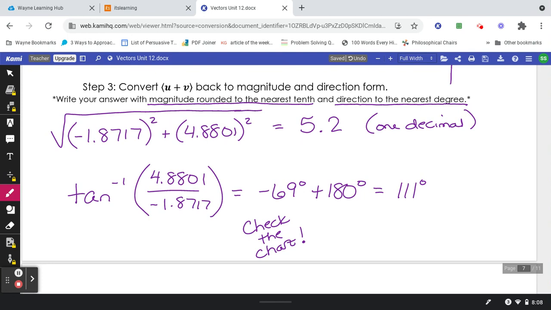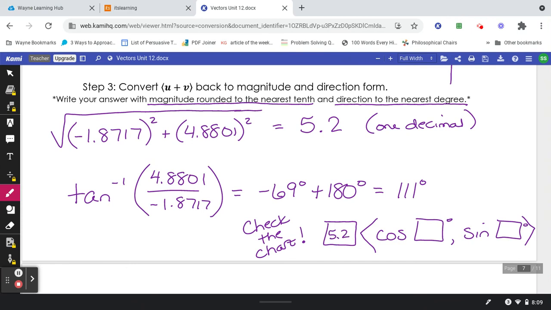Now, Delta Math kind of has some spaces provided for you to fill in the blanks. So it looks like this in Delta Math. There's a blank right here, and then you've got a vector, and then it says cosine of blank, sine of blank. It looks just like this. So you would type in the 5.2 right there, 111 right there, and 111 right there.